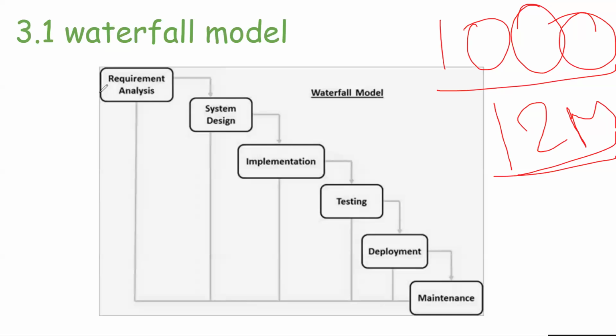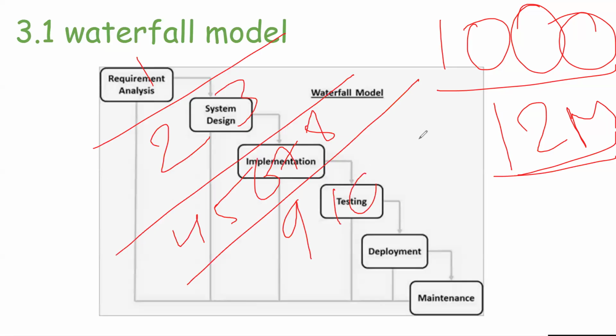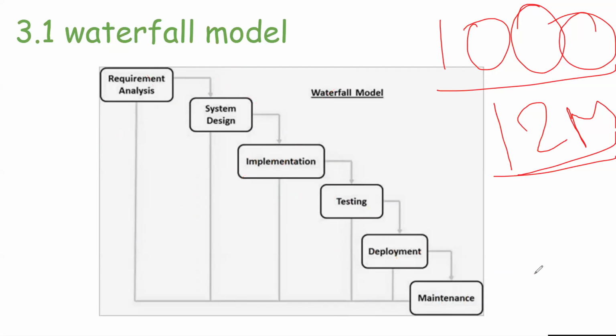So first 1 month will be analysis, second and third will be design, 4, 5, 6, 7, 8 will be implementation, 9, 10 testing, 11th month deploy, and 12th month comes under maintenance. But in this process, we are delivering our application to the client only once. If we deliver once, the client may be satisfied, the client may not be satisfied.